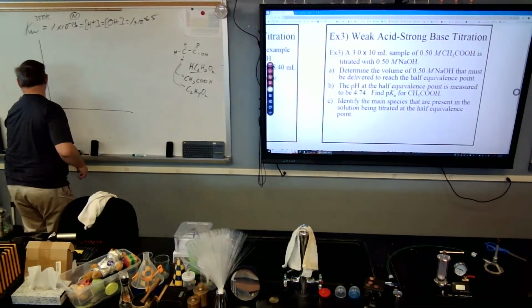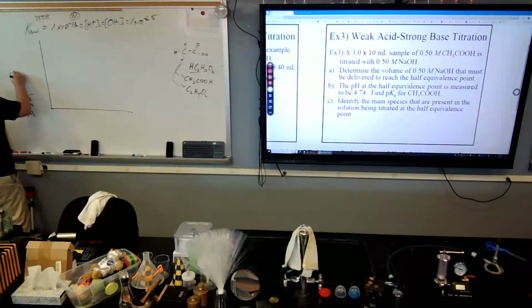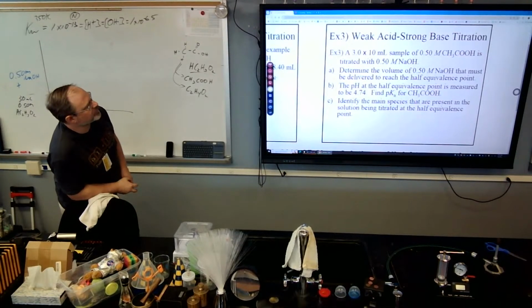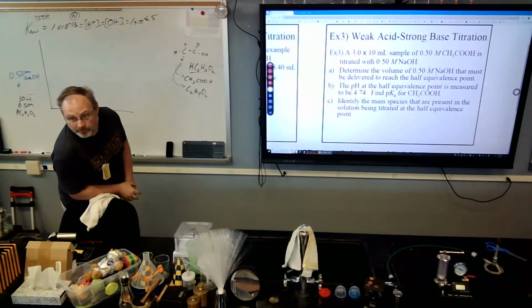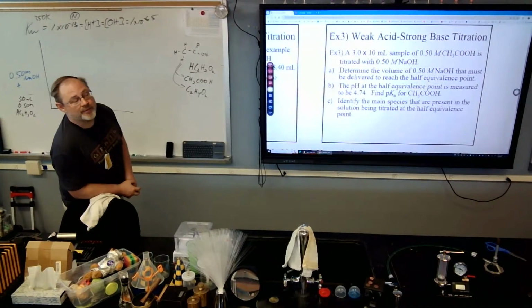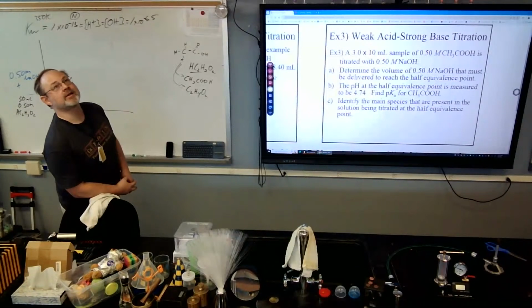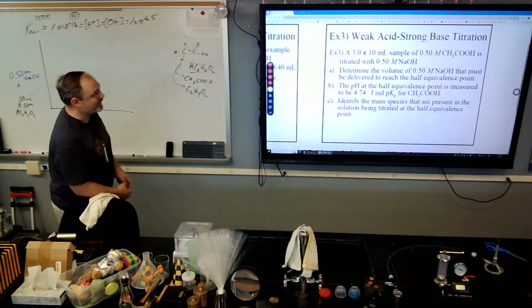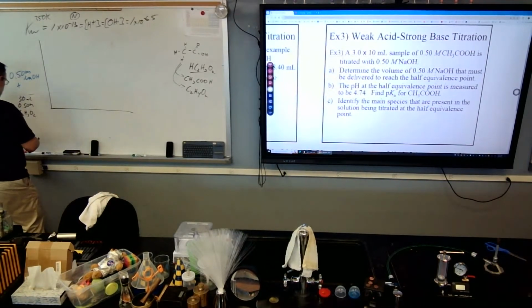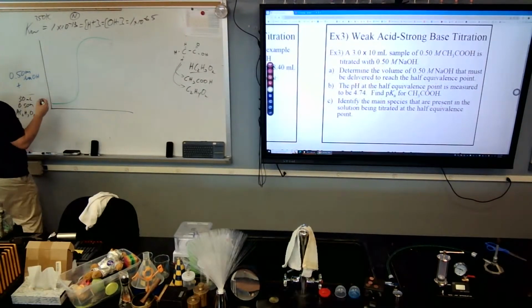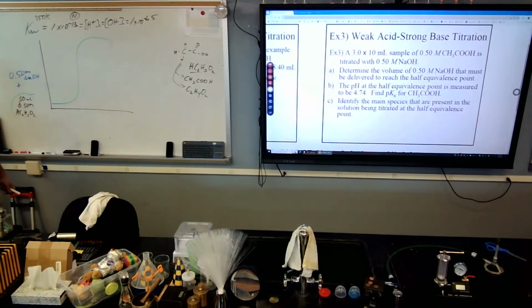So we're going to add to it 0.50 molar NaOH. And the question is, how much do we need to use to determine the volume of sodium hydroxide that must be delivered to reach half the equivalence point? If you're ever asked how much you have to use to get half the equivalence point, you should calculate how much you had to get to the full equivalence point, and then halve it. And again, the graph is going to look like this. Approximately, where's the equivalence point going to be? Give me a number.